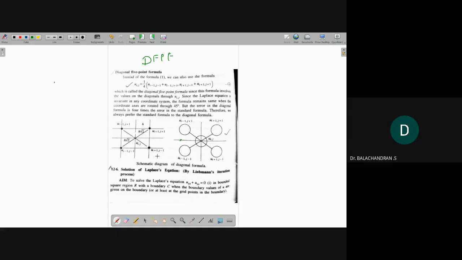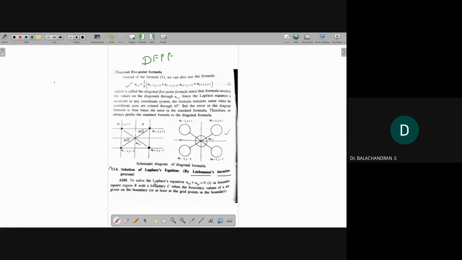Okay. I think now you are ready to solve the problem. At least we can solve one problem. Solution of the Laplace equation by Liebmann's iteration process. So the name of the iteration process is the Liebmann iteration process. We are going to solve the Laplace equation by using Liebmann's iteration process.